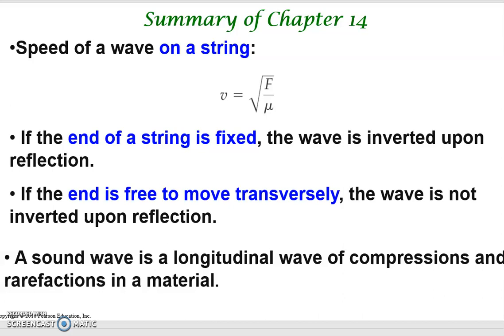So this is a unique case. This is a transverse wave, and this is for the string only. So the speed of the wave on the string is determined by the tension divided by the mass density. So how do you calculate the mass density? It is the total mass of the string divided by the total length of the string.